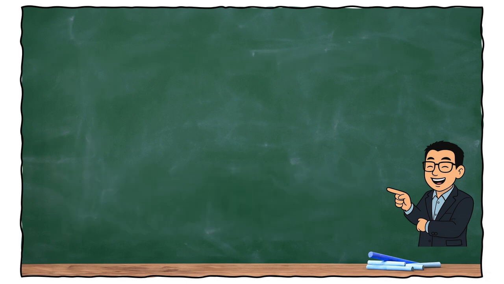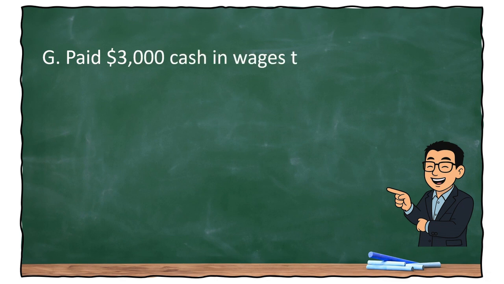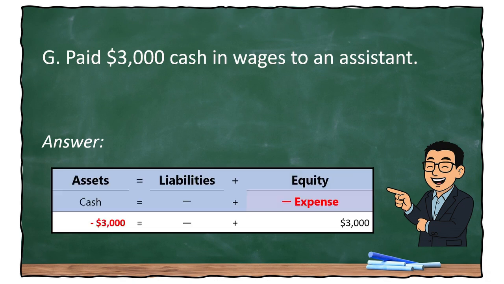Let's look at transaction G. The company paid $3,000 in wages to an assistant. Cash decreases by $3,000. Since wages are an expense, they reduce owner's equity. There is no effect on liabilities, because nothing was owed.